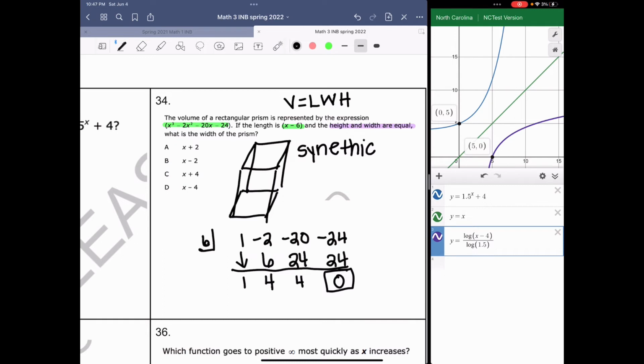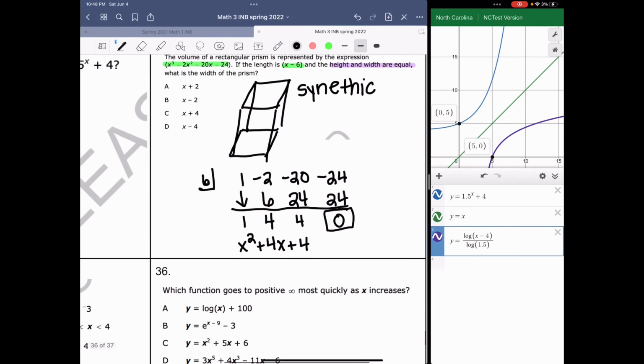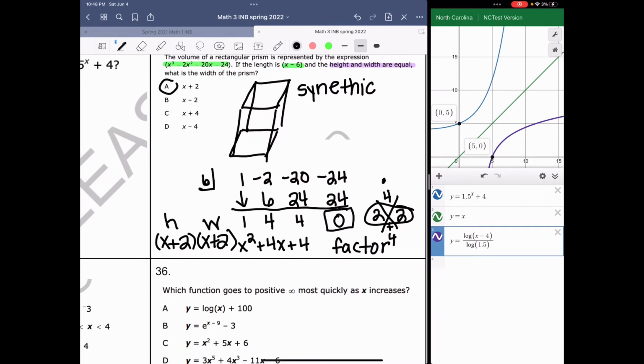So that means that I'm left with x squared plus 4x plus 4. So how do I divide this in half? Well, I would need to factor. And that's going to give me the two binomials that I'm looking for. So I need two numbers that multiply to give me 4, but add to give me 4, which is going to be 2 and 2. So this is x plus 2 and x plus 2. So this would be my height and my width, which means that my answer is A.